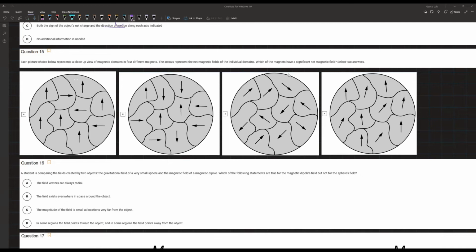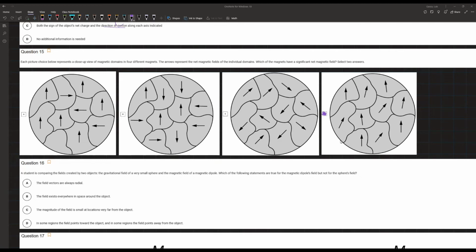Alrighty. So if we look at this, we need to try to find a net magnetic field. It gets a little hard because we may be thinking, let's count these. So by inspection, we have a general upward direction for all of the domains in D. So D is a pretty good one.